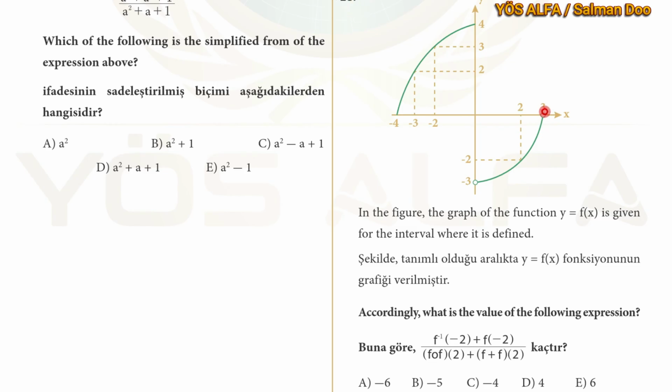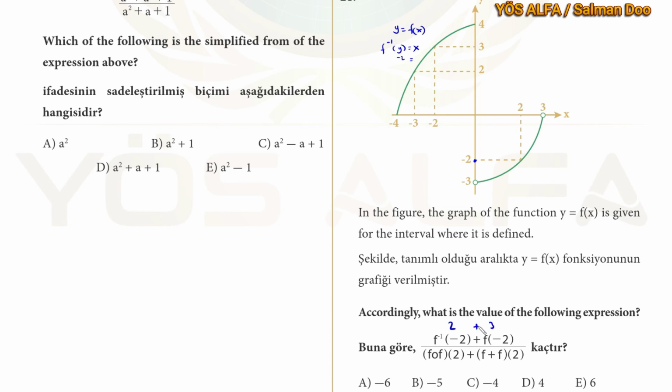21. The graph of f of x is given. We're asked to find this. So let's write down the function. Y is equal to f of x. That means f inverse of y is equal to x. So f inverse of minus 2 means what is x when y is equal to minus 2? When y is equal to minus 2, our x value is 2. So this one is 2. And f of minus 2: when x is equal to minus 2, what is y? When x is equal to minus 2, the y is 3.